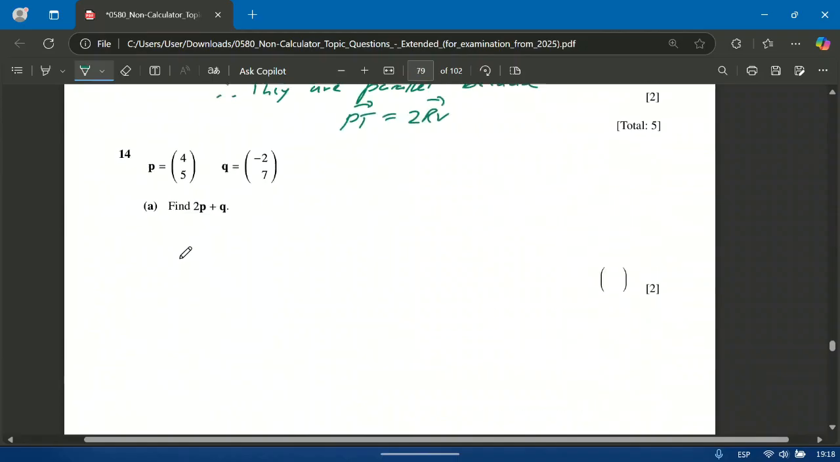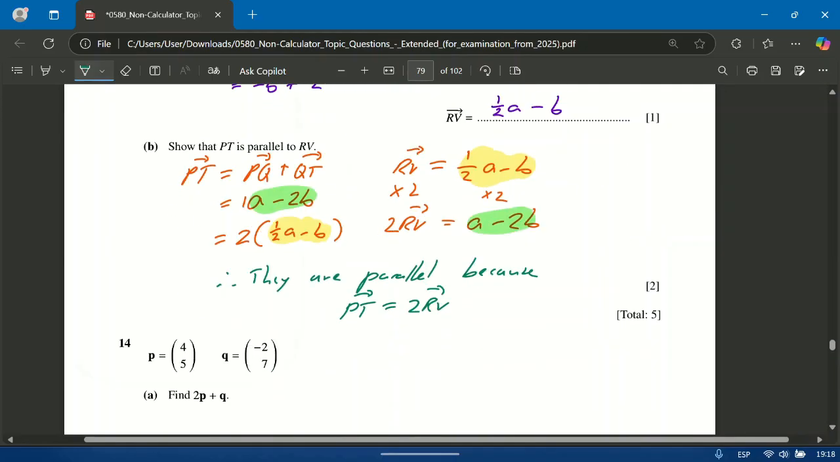Yeah. So in short, you get a mark for this. And then a mark for showing that it's double. You can say it in words. You can say PT is double RV. So they are parallel. Yeah.